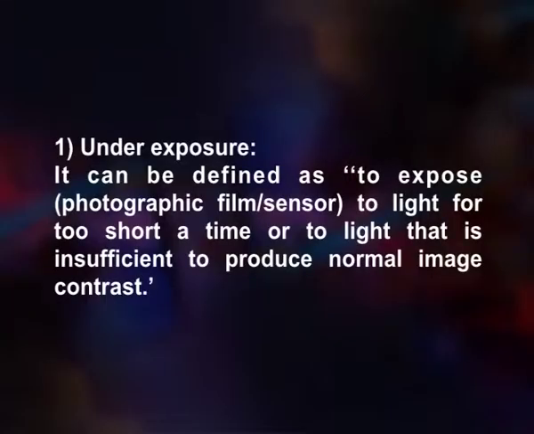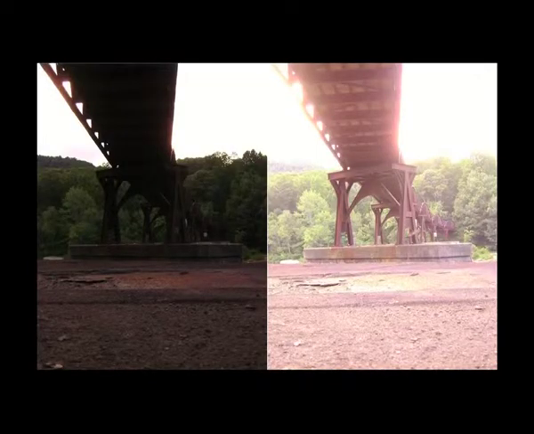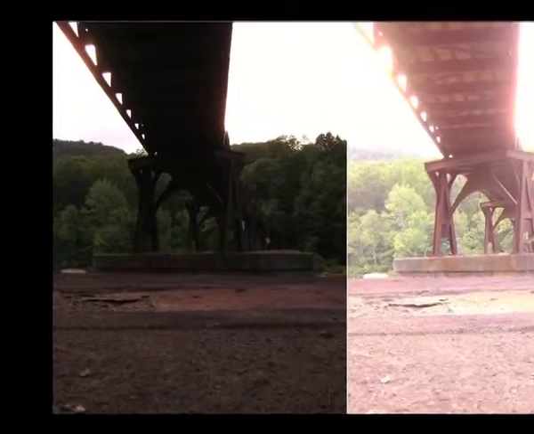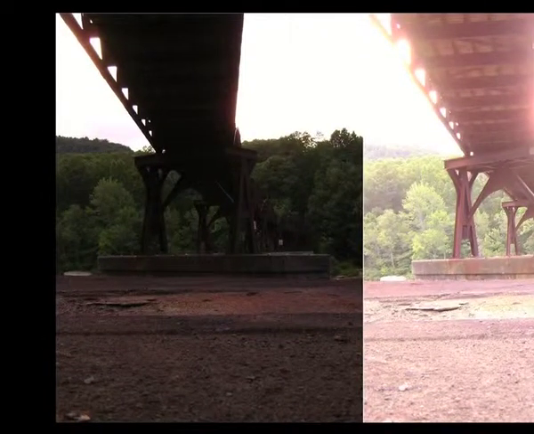There are three kinds of exposures. 1. Underexposure. It can be defined as to expose photographic film or sensor to light for too short a time or to light that is insufficient to produce normal image contrast. We experience underexposure when the camera sensor is not receiving enough light to record the images. An underexposed image looks too dark.